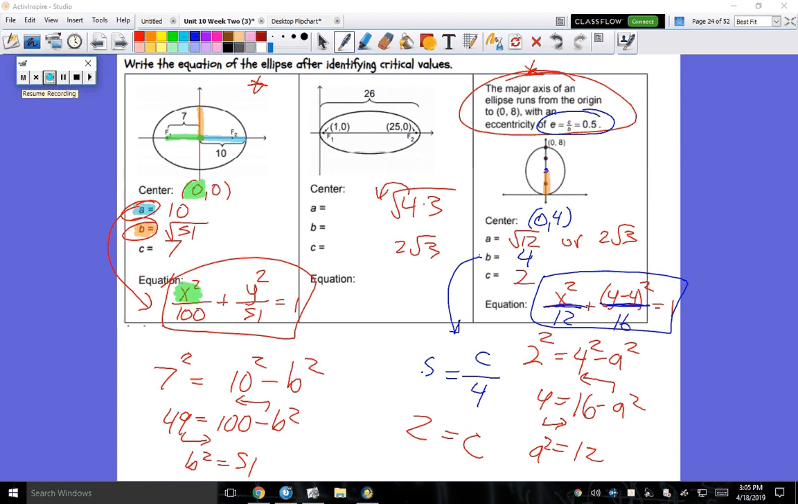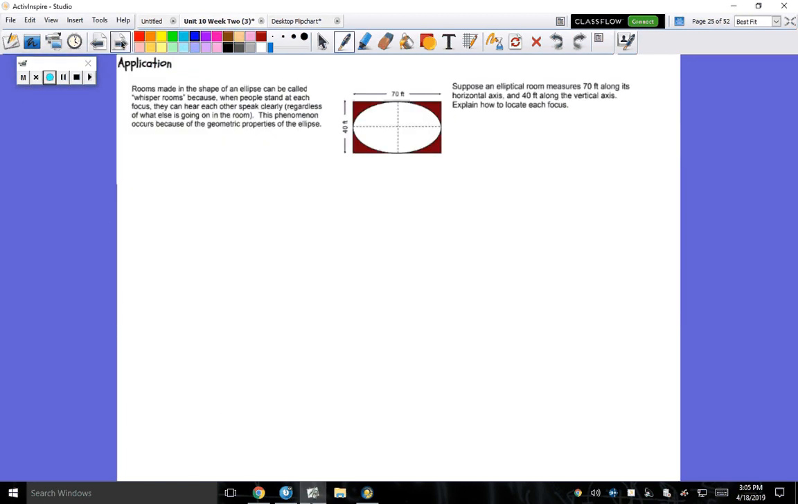Okay. So now let's move on to the real world application. I'll tell you right now, the bonus question that you have on the test will come from some type of real world application. Whether it's the parabola, like the flashlight kind of stuff, whether it's this right here, it will come from some kind of real world application problem dealing with any one of these four shapes, okay? Here we go.